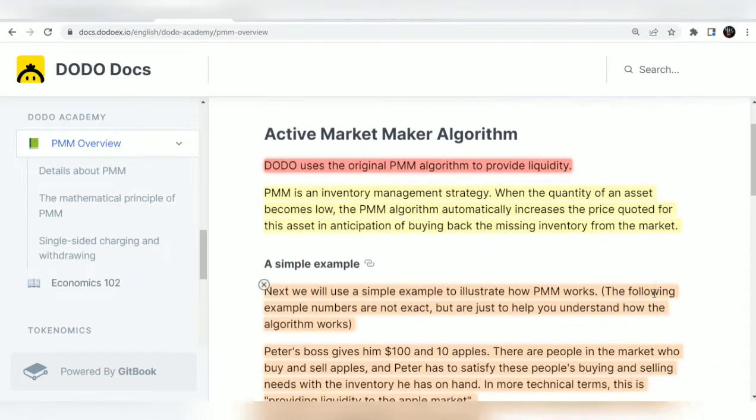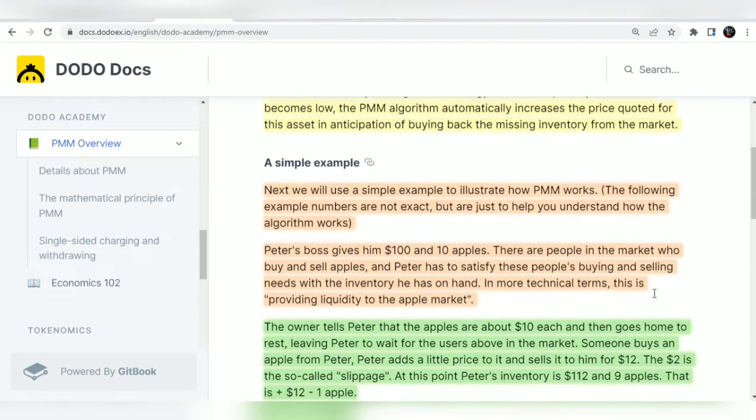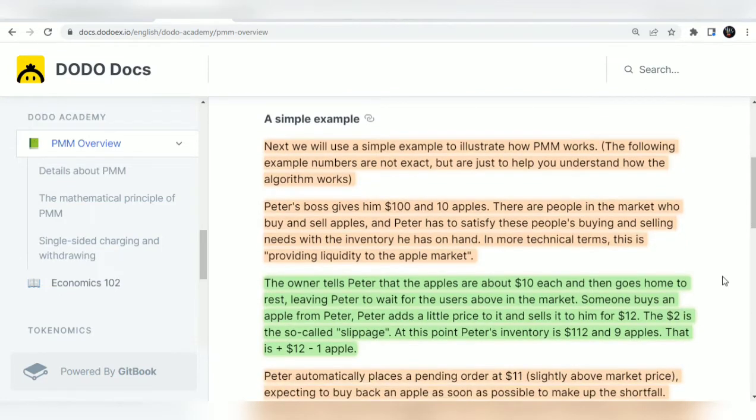A practical example of how a PMM algorithm works is this example provided by the DODO protocol. Next, we use a simple example to illustrate how PMM works. These are not exact, but it just helps you to understand how the algorithm works. For example, Peter's boss gives him $100 and 10 apples. There are people in the market who are willing to buy and sell these apples, and Peter has to satisfy these people's buying and selling needs with the inventory he has on hand.